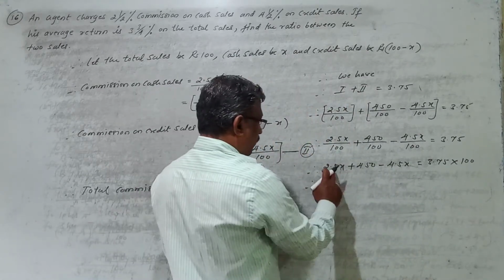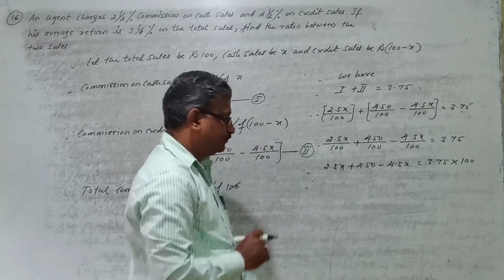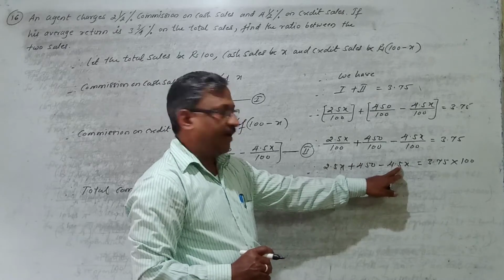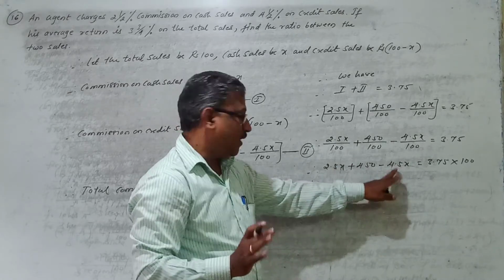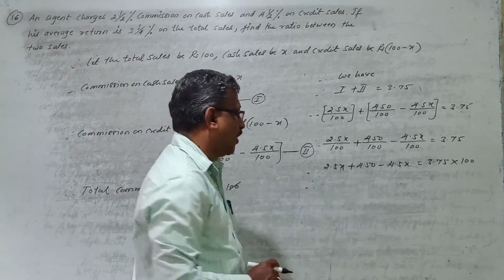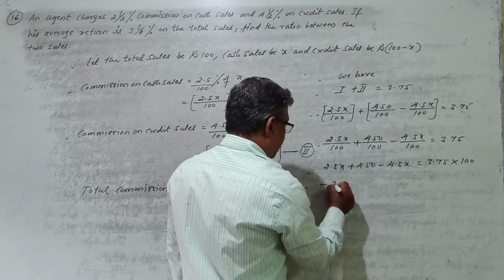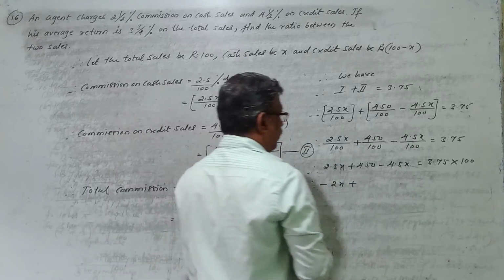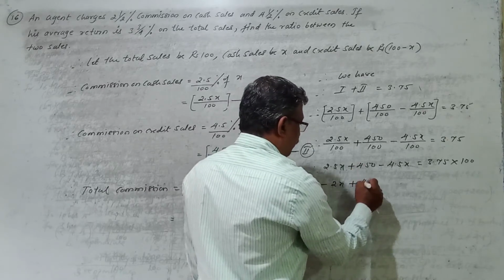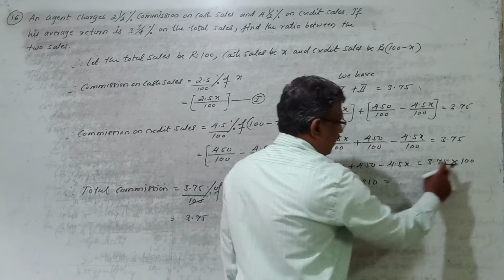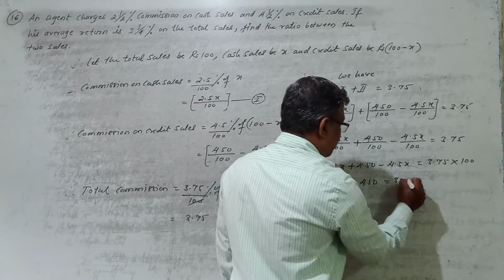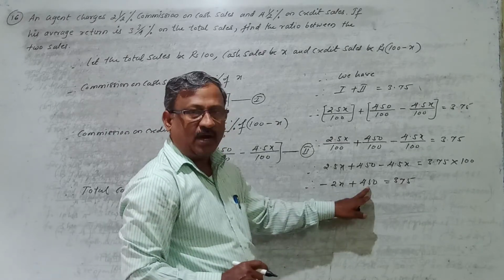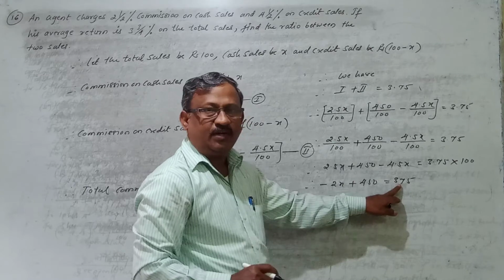Now this x and this x we can solve. This is plus 2.5x and this is minus 4.5x. Plus into minus is minus. So 2.5x minus 4.5x, you get minus 2x. Clear? Minus 2x. This plus 450 you keep as it is, equal to, first you multiply 3.75 into 100, you will get 375.